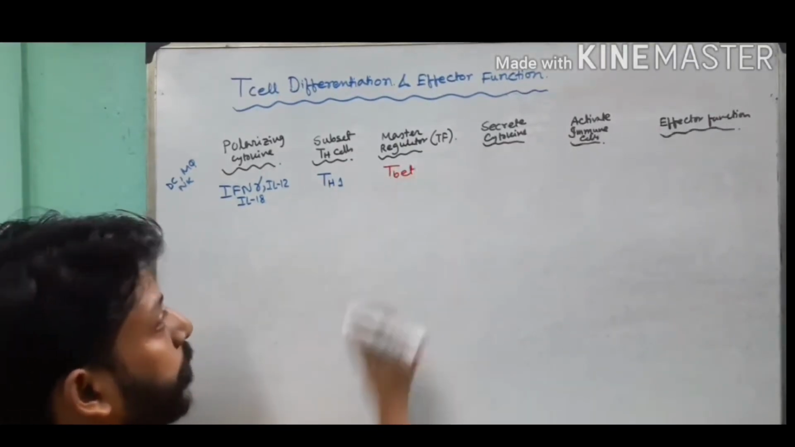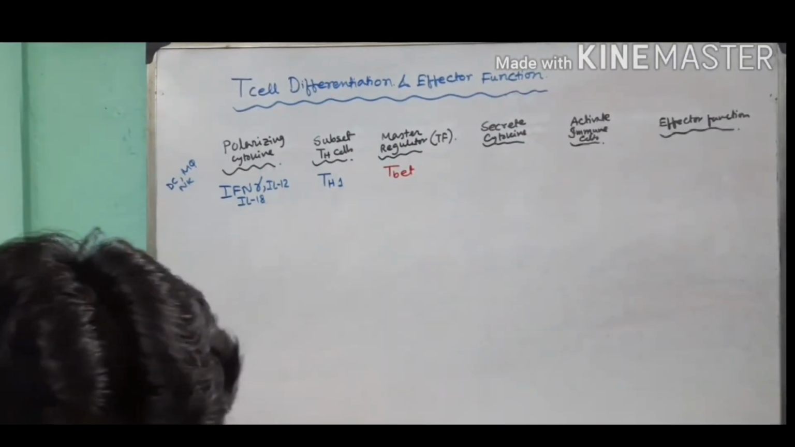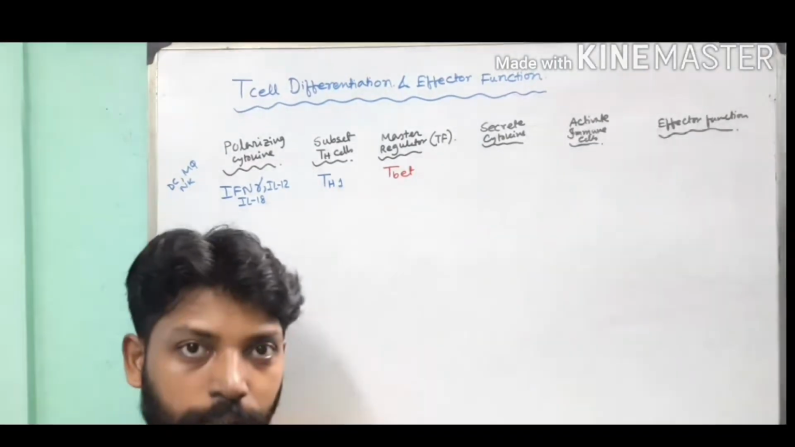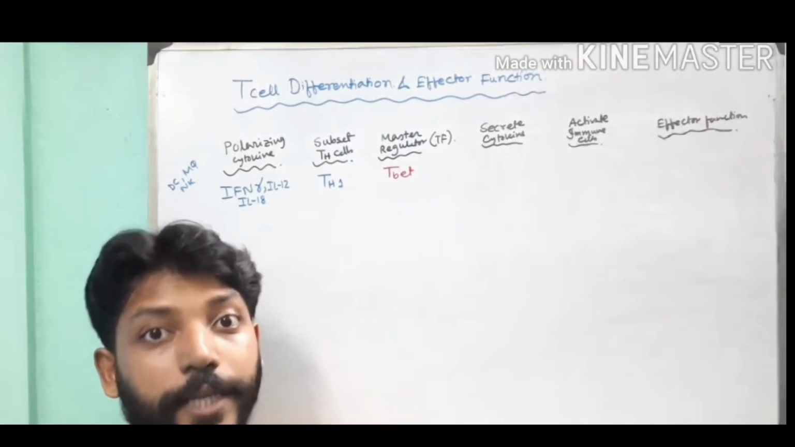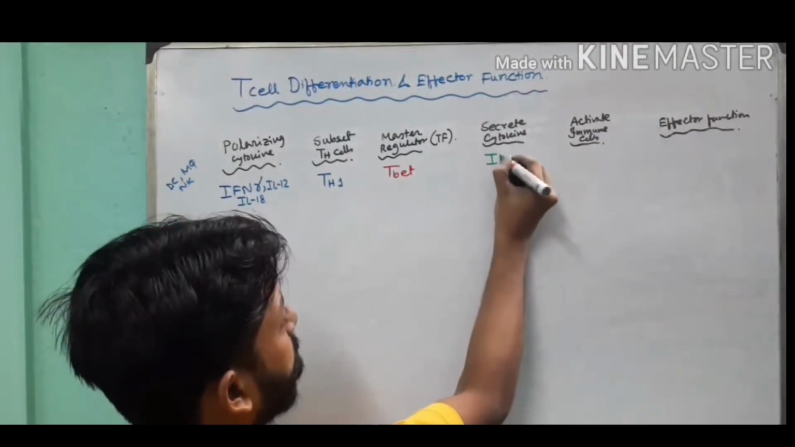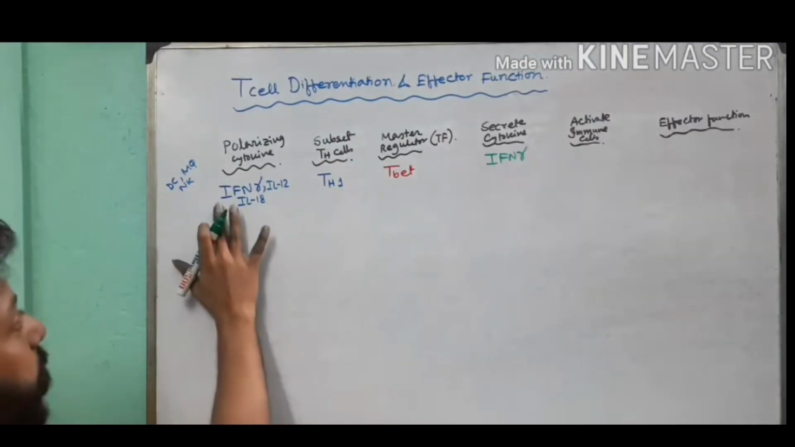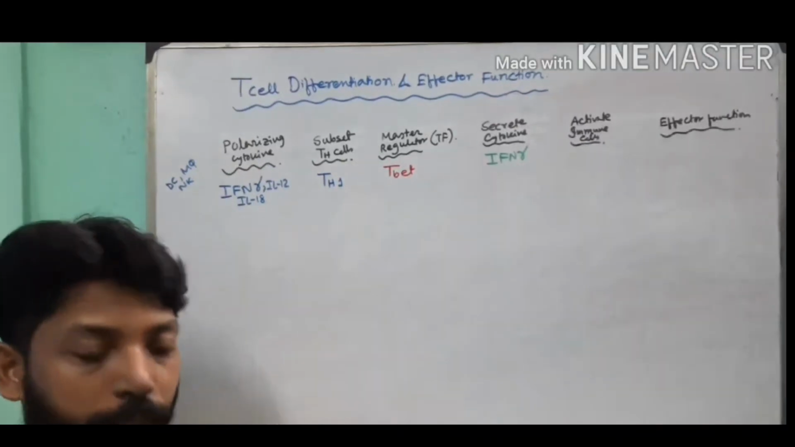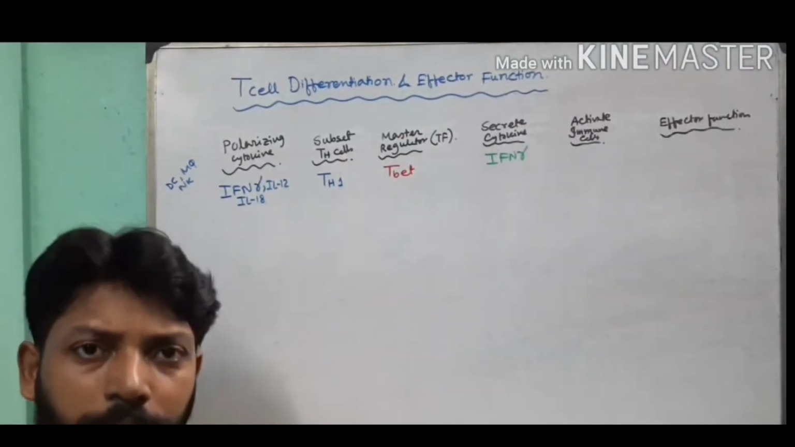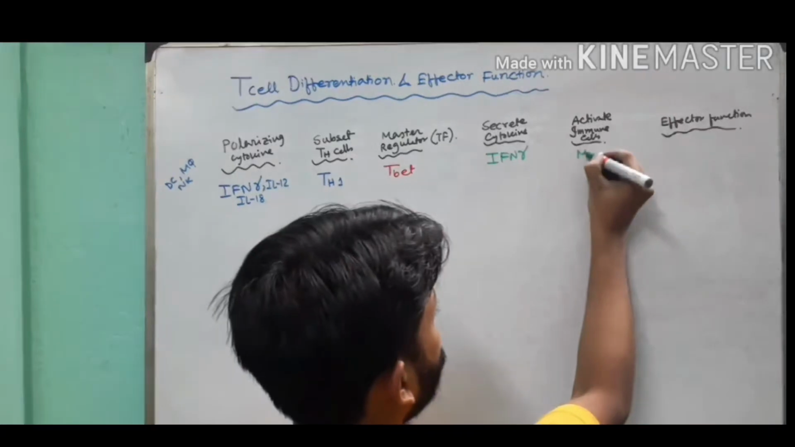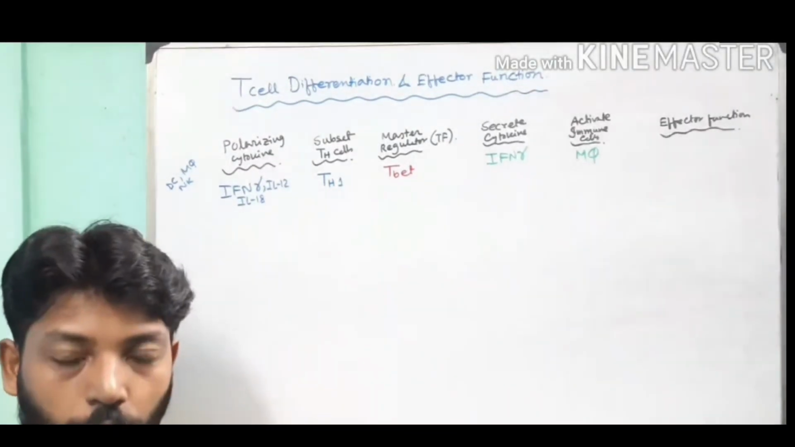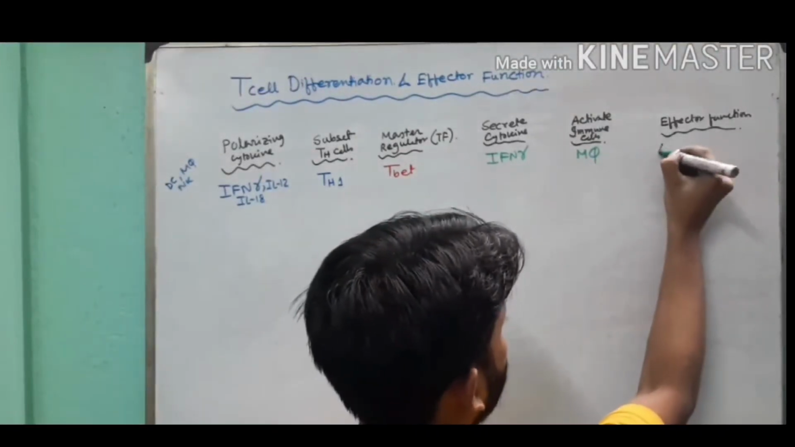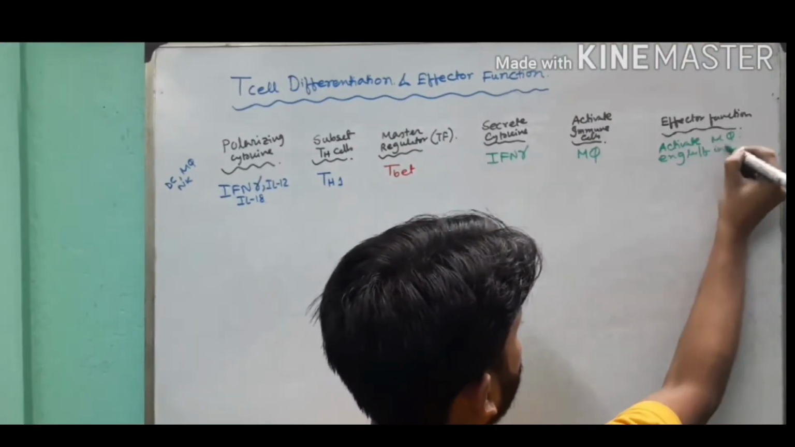This is T-bet. And to perform its helper function, TH1 must secrete some cytokines, that is, IFN-gamma. So here you can see IFN-gamma is activating a naive T cell into TH1 that is also secreting IFN-gamma, and these TH1 cells particularly activate macrophages, those macrophages that have engulfed or phagocytosed intracellular bacteria. So the effector function is to activate macrophages that engulf intracellular bacteria.